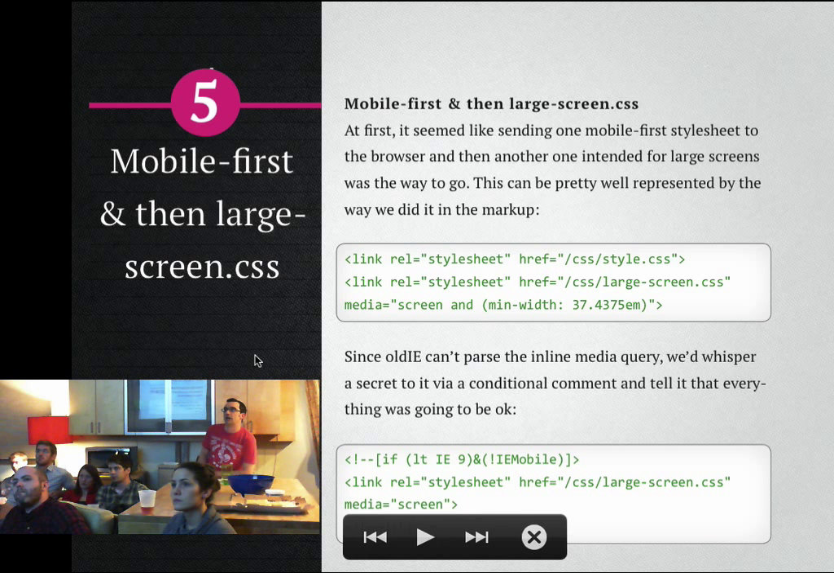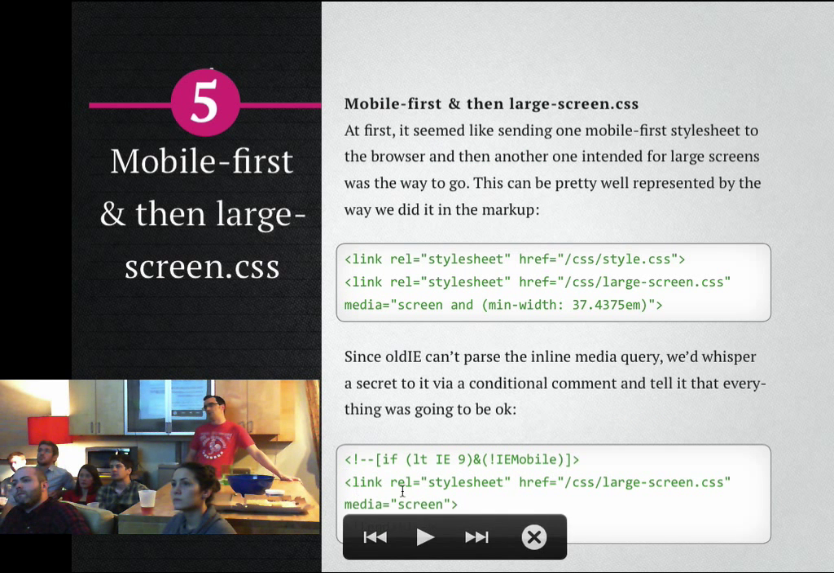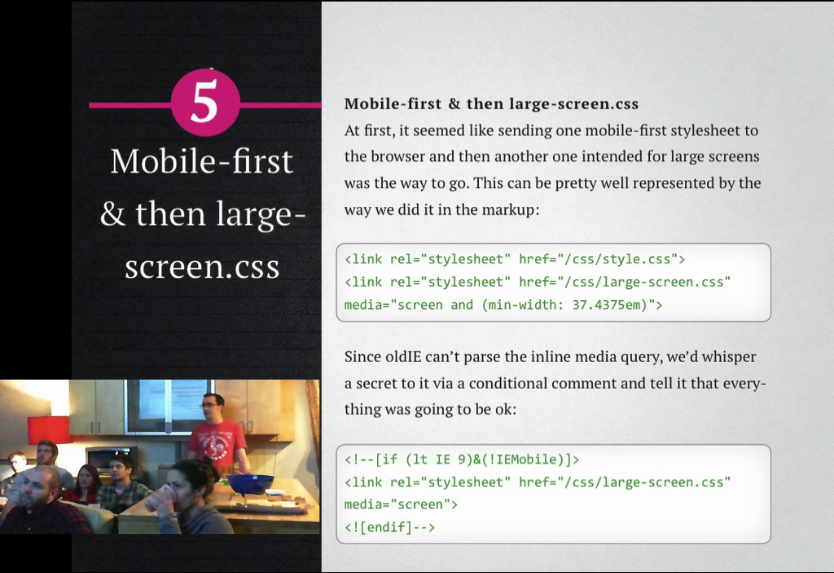What that meant was you had all of your mobile first, no floats typically, in one style sheet, and then your actual layout in another. It worked okay, but it was sort of a backwards way to think about things. Because of this IE ridiculousness, it was getting the same style sheet, and I didn't want to author more than one. But that meant that I had to have, in large screen, a bunch of styles for the 960 layout without a media query around them so that IE8 could read it. And then I reset that and kind of broke it back down again for medium-sized screens.